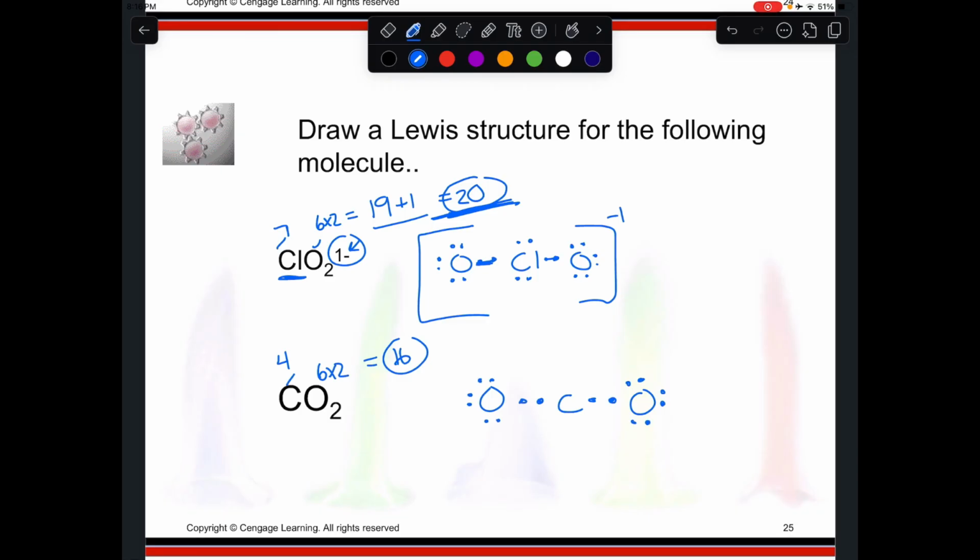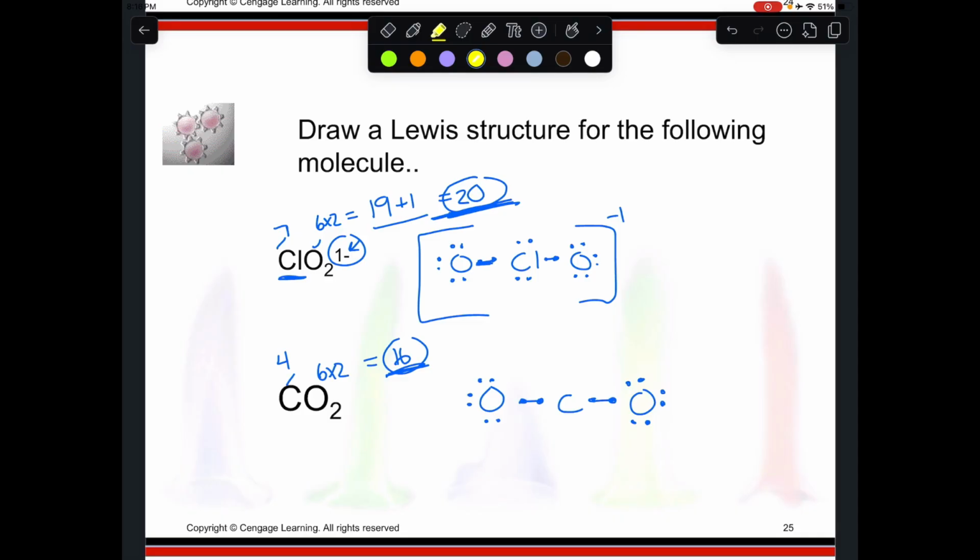Please follow these steps in the order I've taught it. There's many ways I've done this, and over the years, this has been the best method. So draw it out, count your atoms, connect your center to your outer, fill in your outer, and then if you have extra electrons, deal with them then. So at this point, I have used all 16, but we have an issue.